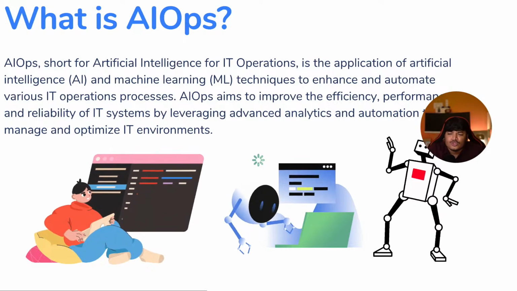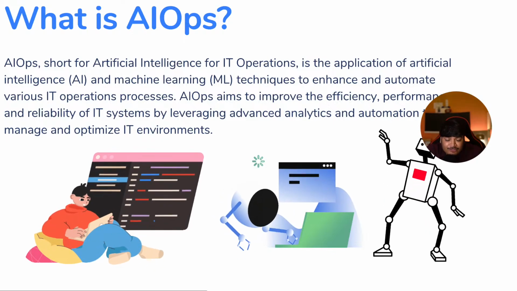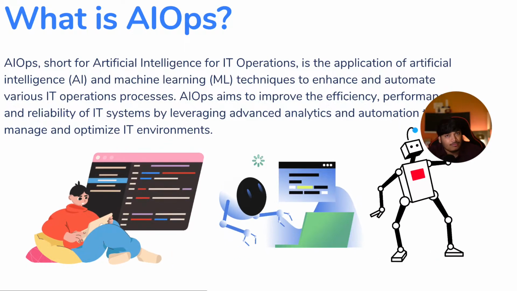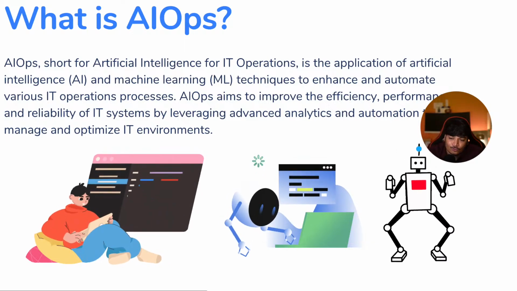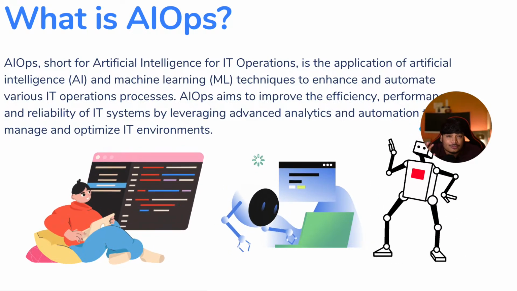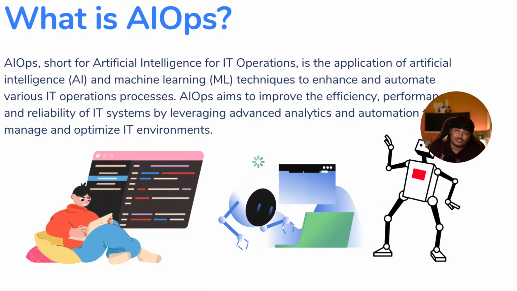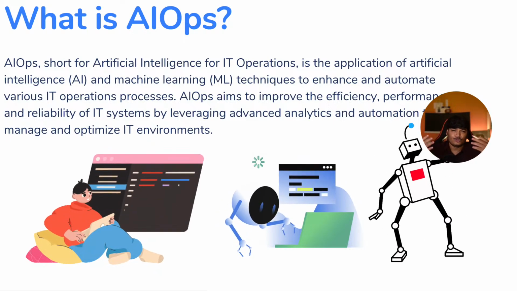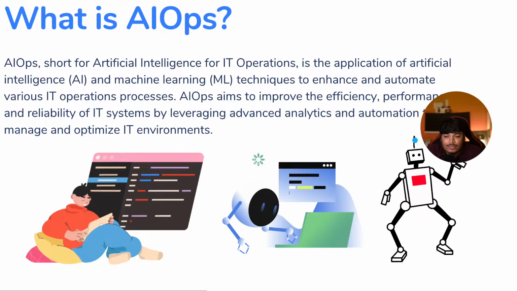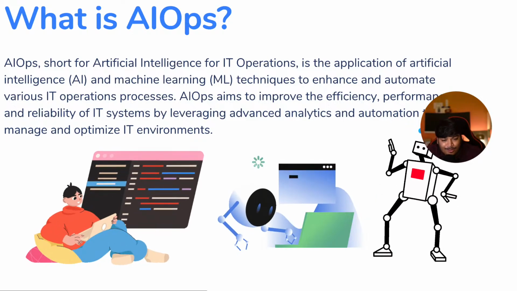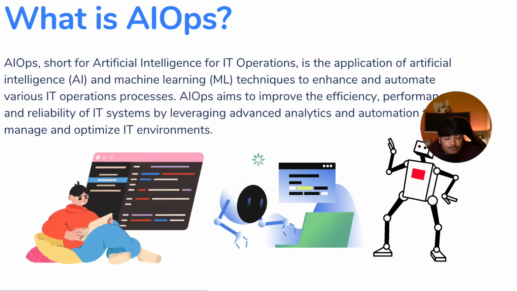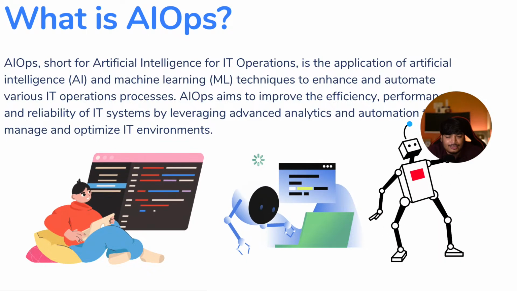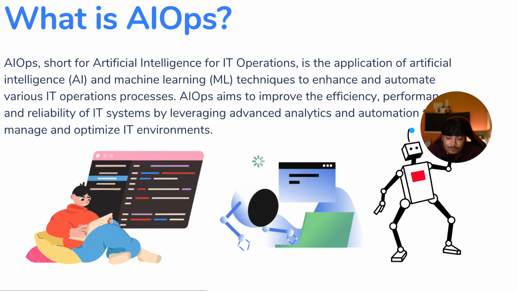AIOps, the short form of artificial intelligence for IT operations, is the application of artificial intelligence and machine learning techniques to enhance and automate various IT operation processes. For example, as I told you, scaling, root cause analysis, bug fixes, log analysis, all those things we do as operations work, we are thinking to automate using AI. So AIOps aims to improve the efficiency, performance, and reliability of IT systems by leveraging advanced analytics and automation to manage and optimize the IT environment.